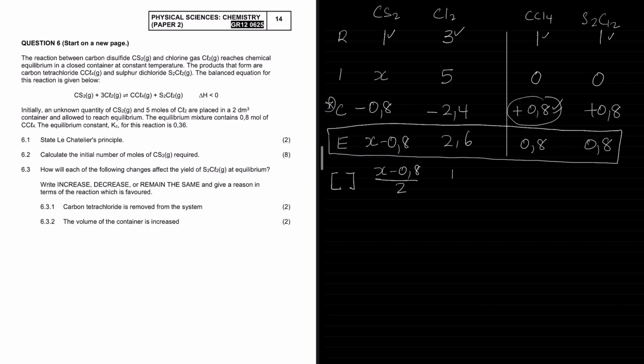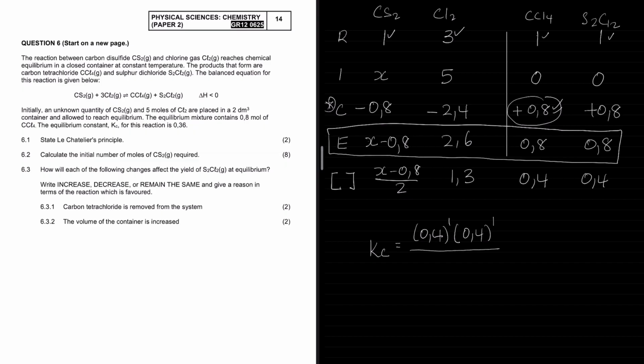So 2.6 divided by 2 is 1.3. 0.8 divided by 2 is 0.4, and that's 0.4 as well. Now we can take all of this information and substitute it into our Kc expression. Our Kc expression is going to be the concentration of my products. In this case, it's going to be CCl4, and that's 0.4 to the power of 1. And the other product is S2Cl2. It has a concentration of 0.4, and that's also to the power of 1.